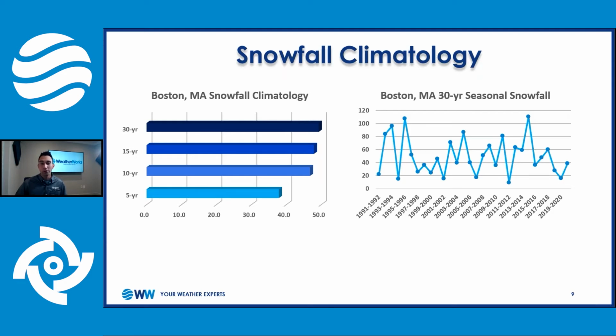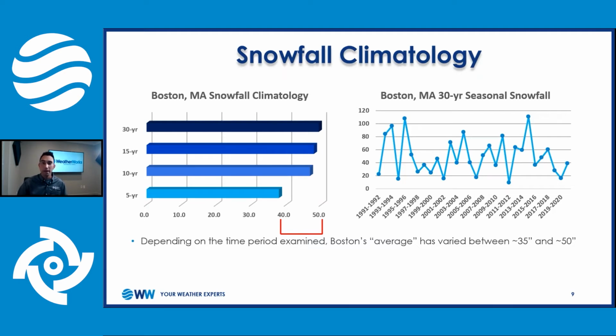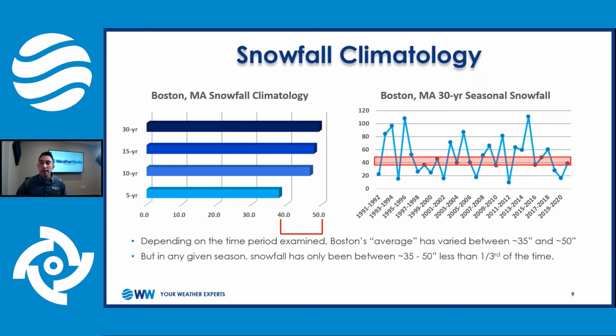Now, I'm not going to try to argue whether the 5-year, the 10-year, the 15, or the 30-year is most representative for Boston. Instead, I'm going to cop out and say that the average is somewhere between the 5-year and the 30-year. It's roughly between 35 and 50 inches. Now, going off of that, we'll plot on the right the area of 35 to 50 inches, and we'll highlight each of the years that fell within that.